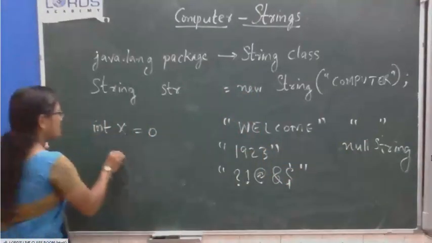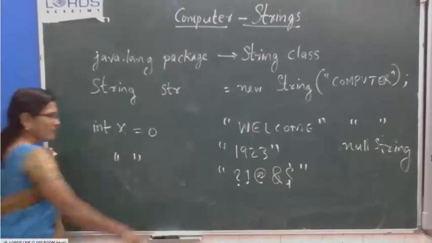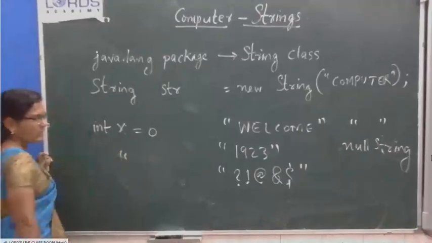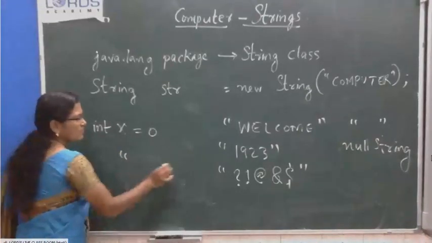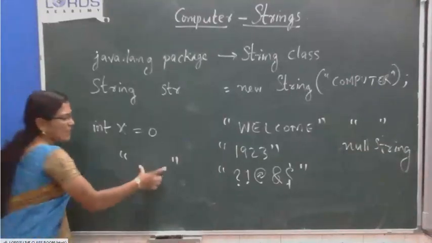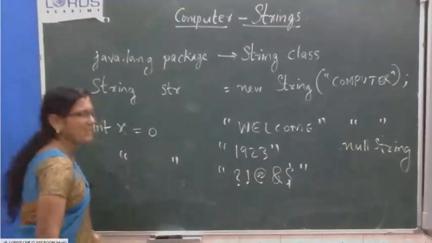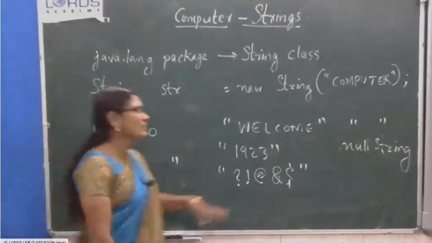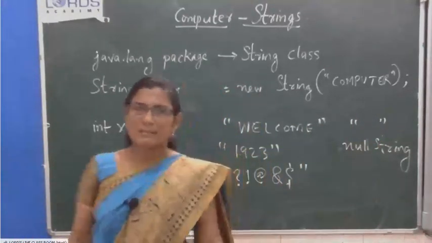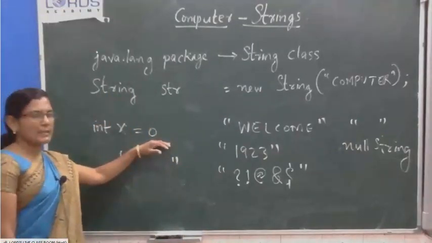Simply double quotes are given, opening and closing, without giving any space. If you give a space, that will not be a null string. After the opening quotes, if you type a space and give the closing double quotes, there is a space enclosed in it. This is not a null string. Null string means opening and closing double quotes only without typing any space. That's also a string. That is equivalent to 0 in integral data type.